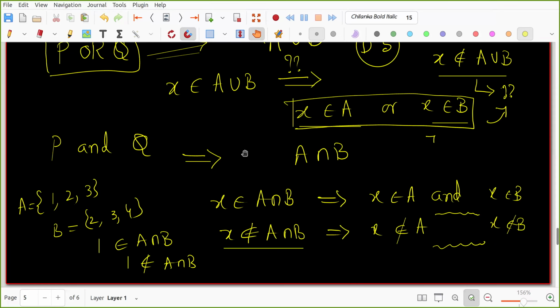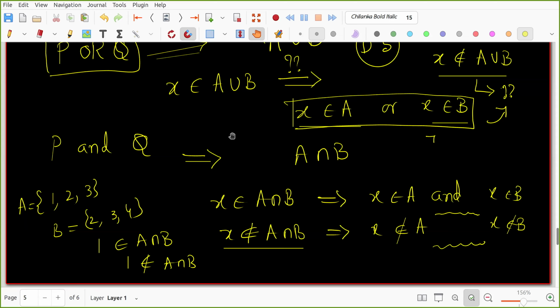Suppose that X is some element. Suppose that X is not inside A. Can it be inside the intersection? Sir, can you repeat? X is not in A. Can it be inside A intersection B? No, I'm saying that X is not in A. Can X be inside the intersection?